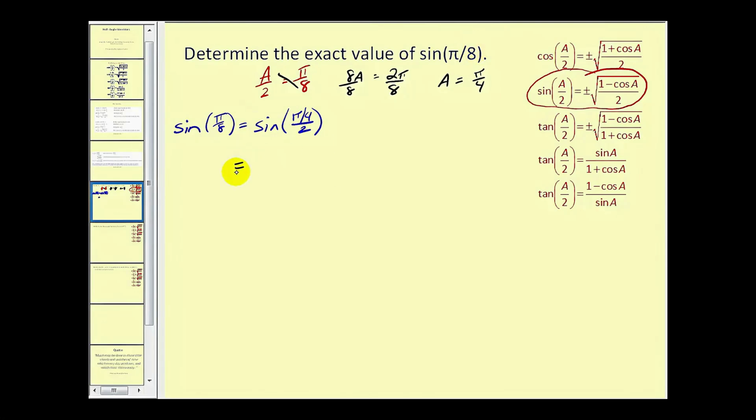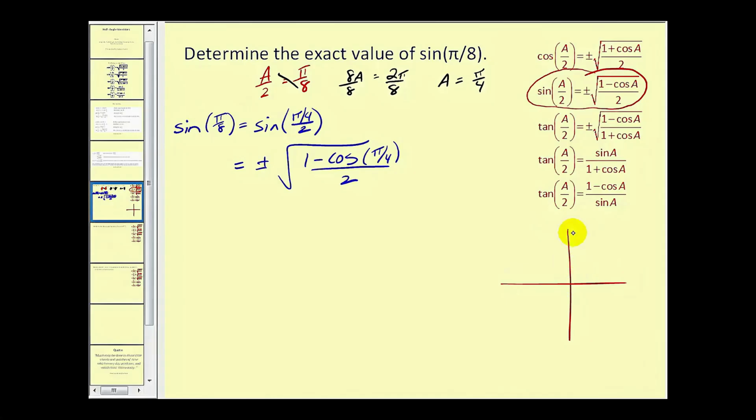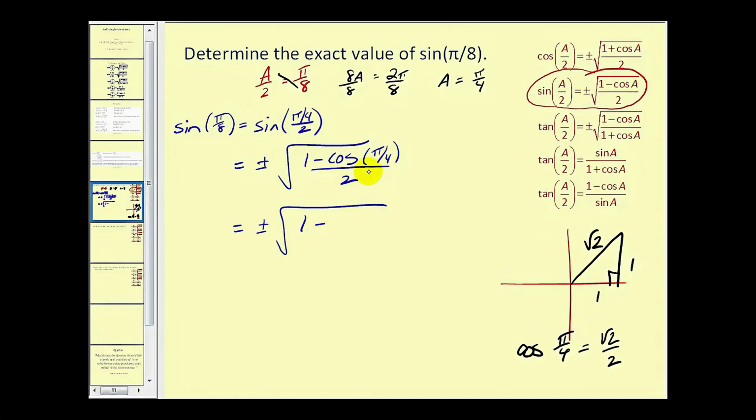Okay, so subbing this into our formula, we're going to have plus or minus the square root of 1 minus the cosine of angle A, which is pi over 4, which is good news because that's one of those reference angles, and then divided by 2. So if you don't have your unit circle handy, we should sketch pi over 4 in standard position. It's actually a 45-45 right triangle. So the cosine of pi over 4 would be 1 over square root 2, or if we rationalize that, we would have square root 2 over 2. So we'll have 1 minus square root of 2 over 2 all over 2.